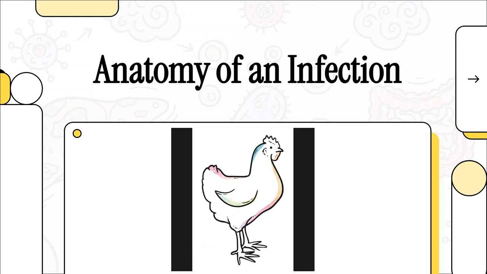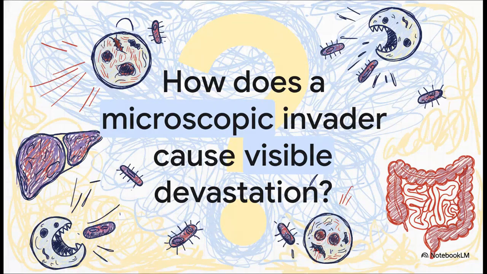All right, today we're doing something a little different. We're going to go full-on forensic investigator and crack open the case of a notorious killer in the poultry world, Salmonella. We're about to uncover just how this infection works from the inside out, piece by devastating piece. So this really is the central mystery, isn't it? How can something so small you can't even see it cause such widespread, visible, and just awful damage?